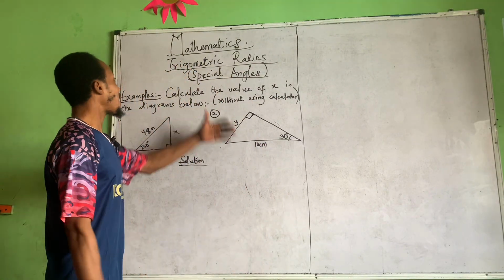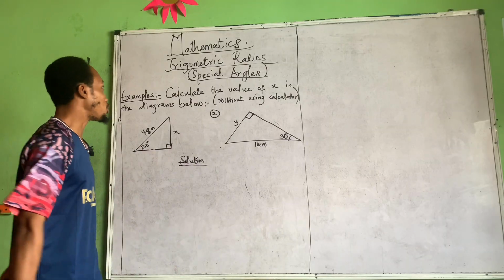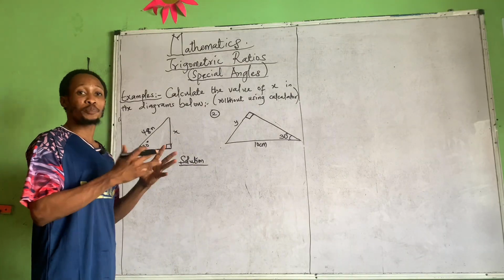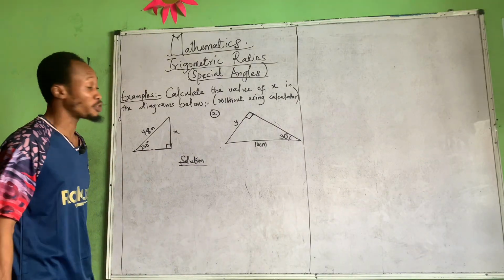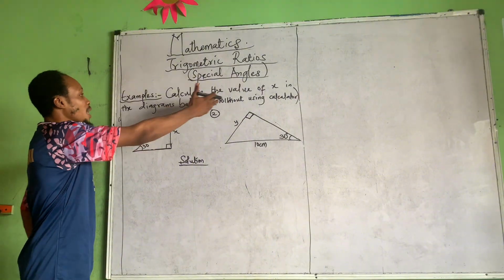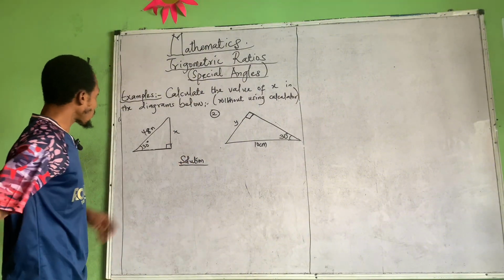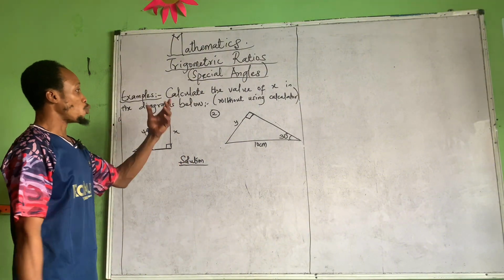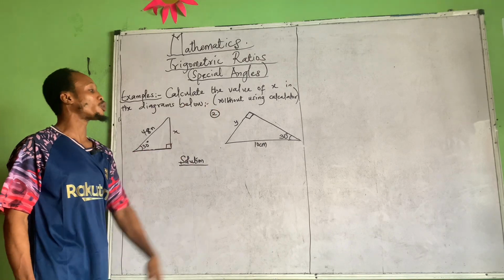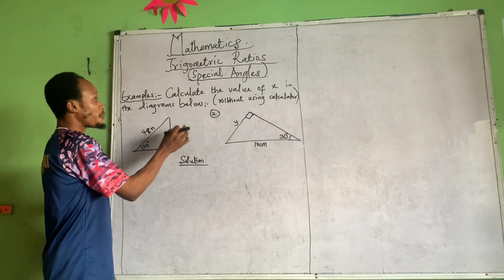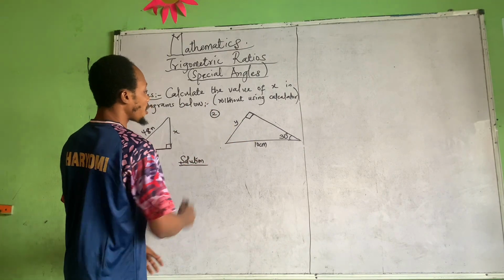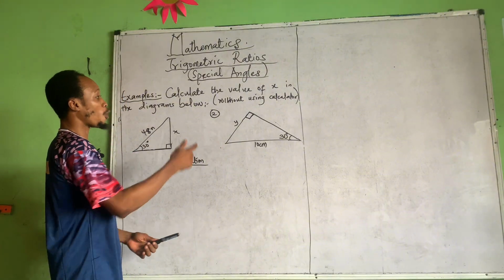Alright, so in our last class we looked at trigonometric ratios, and today we'll be looking at special angles in trigonometric ratios. So we have: calculate the value of x in the diagrams below without using a calculator. So we have to solve for the value of x. Okay, we are looking for y here. That's the values of x and y.